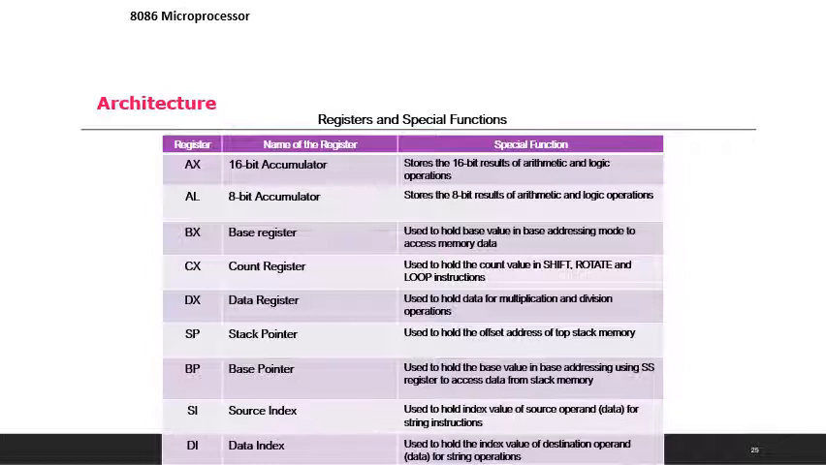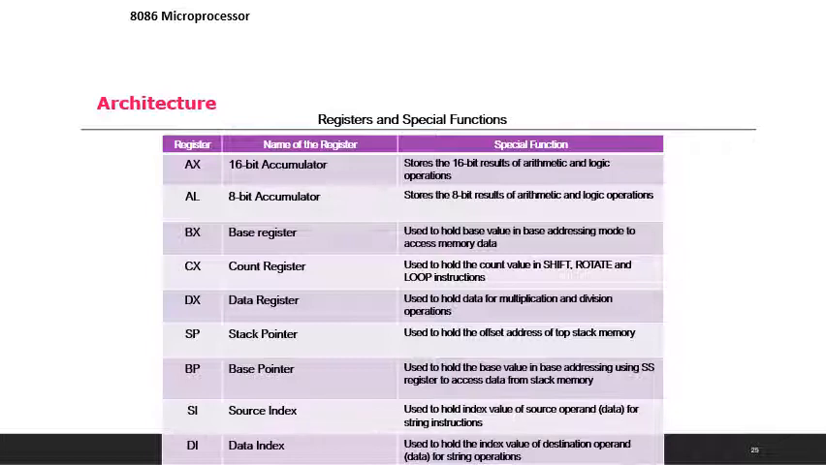BX, base register, used to hold the base value in base addressing mode to access memory data. CX, count register, used to hold the count value in shift, rotate and loop instructions. DX, data register, used to hold data for multiplication and division operations. SP, stack pointer, used to hold the offset address of the top of stack memory.